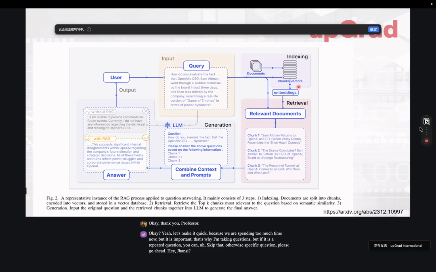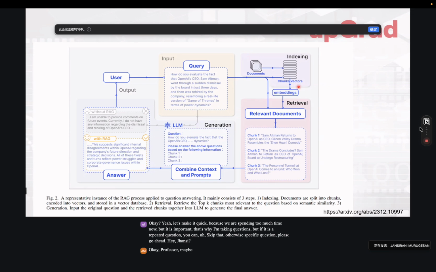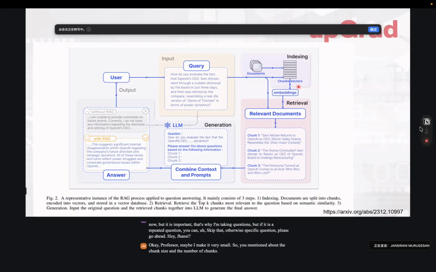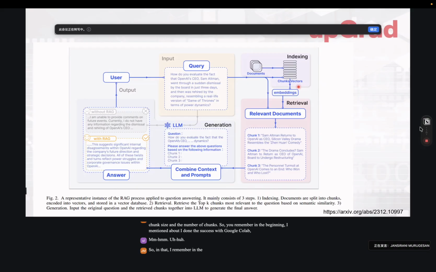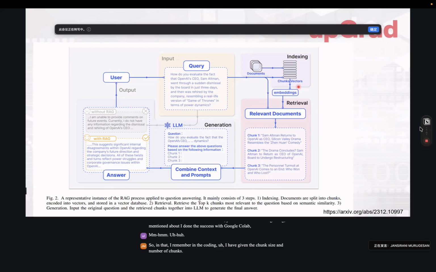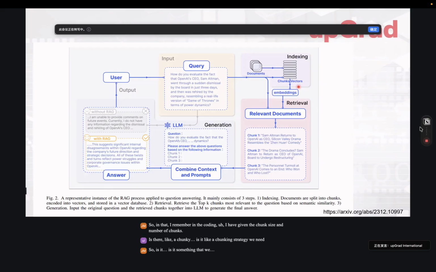Yeah, Jansi? Okay, Professor. So you mentioned the chunk size and the number of chunks. You remember in the beginning I mentioned I did this exercise with Google Colab. In the coding I had given the chunk size and number of chunks. Is it some kind of chunking strategy we need to give?